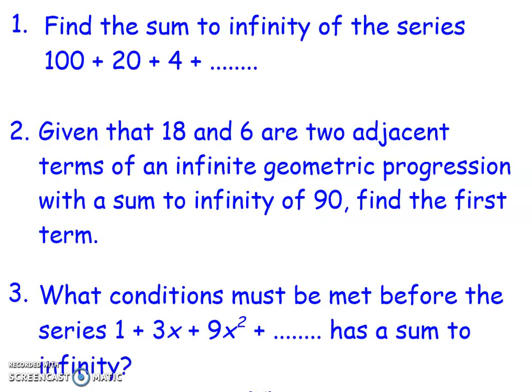Here you go. First thing, I want you to find the sum to infinity of the series that goes 100 plus 20 plus 4 and then continues on. Second one, I'm giving you two terms, 18 and 6, and telling you they're adjacent terms of an infinite geometric progression. Telling you the sum of that, find the first term. And then the last one, what I'm asking you is what condition needs to be met before that series has a sum to infinity. So pause the video and have a crack at those.